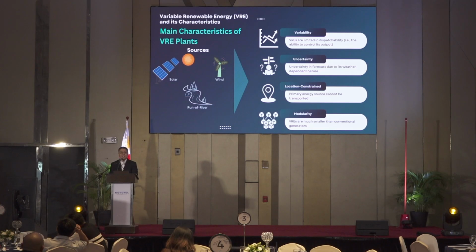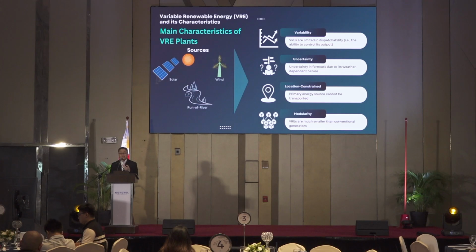So some characteristics of a VRE plant is the variability of its output. This is because, generally, VRE plants are based on weather, dependent on nature. So we have solar, we have wind. Even if there's a clear day, it might not be sunny, it might be cloudy. So the output of a solar plant can vary even on a clear day.